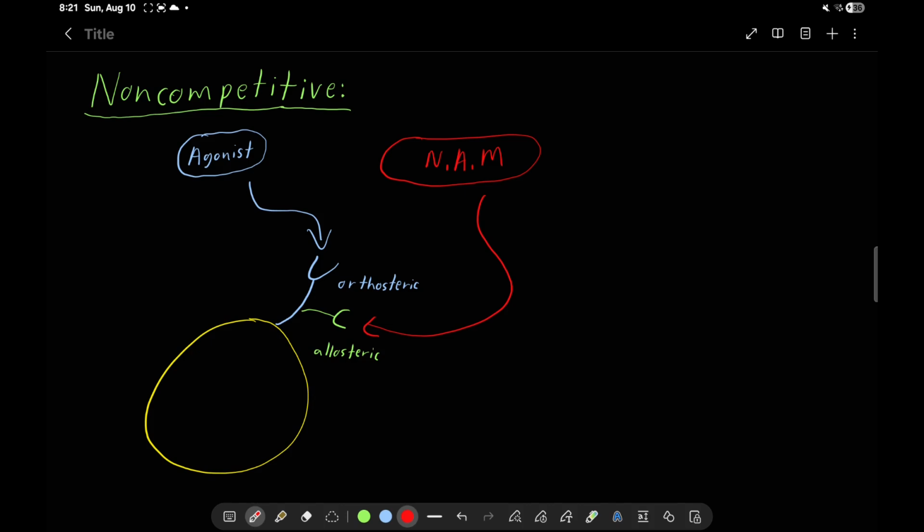But basically, yeah, your negative allosteric modulator binds to the separate allosteric site, and in doing so, it lowers or antagonizes the response that your agonist normally produces.